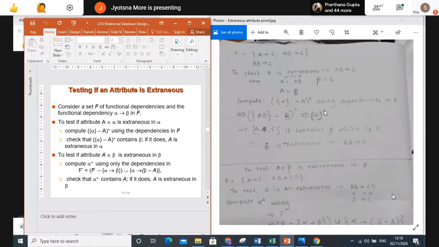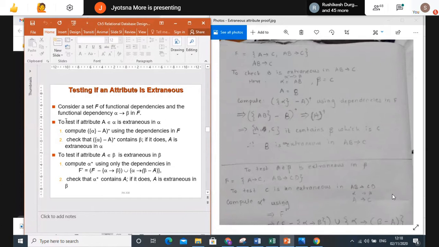The closure of attribute A: A is determining what? C. So I have to add C in the closure set. Again, is A determining anything else? No, A is determining only C. So I will have only C over here. This is my solution for this.